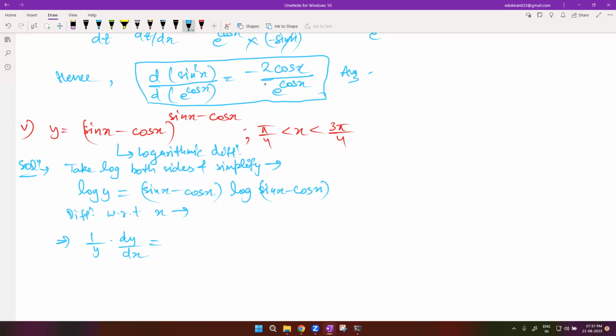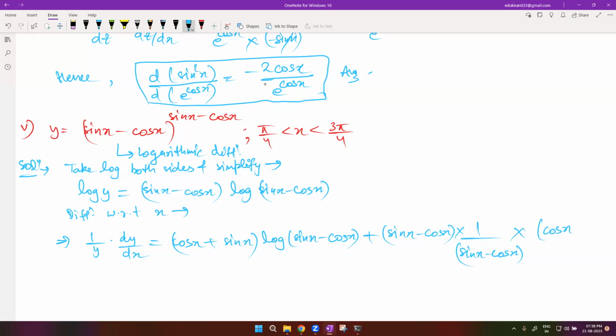First sin x minus cos x. Log of sin x minus cos x will be as it is. So the derivative of sin x minus cos x would be what? Cos x plus sin x. And log of sin x minus cos x as it is. Then plus sin x minus cos x as it is. Differentiate log of sin x minus cos x. So this should be what? 1 upon the input, and then the differentiation of sin x minus cos x, which would be cos x plus sin x. Same, this one.